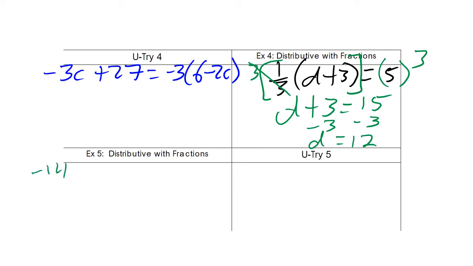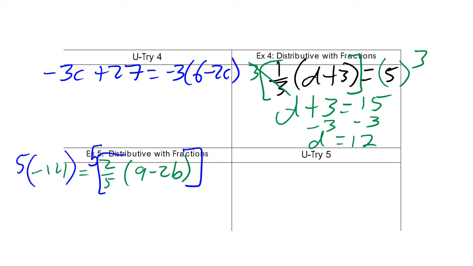What if I've got a different kind of fraction? -14 equals 2 over 5 times 9 minus 2b. I'm going to use the same technique. I'm going to multiply both sides by, what's the denominator this time? It is 5. I'm going to multiply both sides by 5 because I want those 5's to cancel out. That denominator is what's giving me a headache. And I get 2 times 9 minus 2b. And on the other side, 5 times -14 is -70.